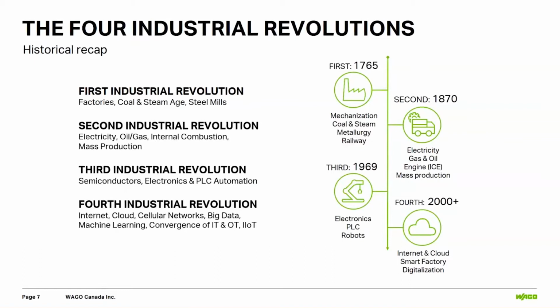Now into the 2000s and beyond, we're talking about things like cloud, cellular networks, big data, machine learning, and that convergence of IT and OT, which we'll talk about. But really, we're talking about the digitalization and smart factory.